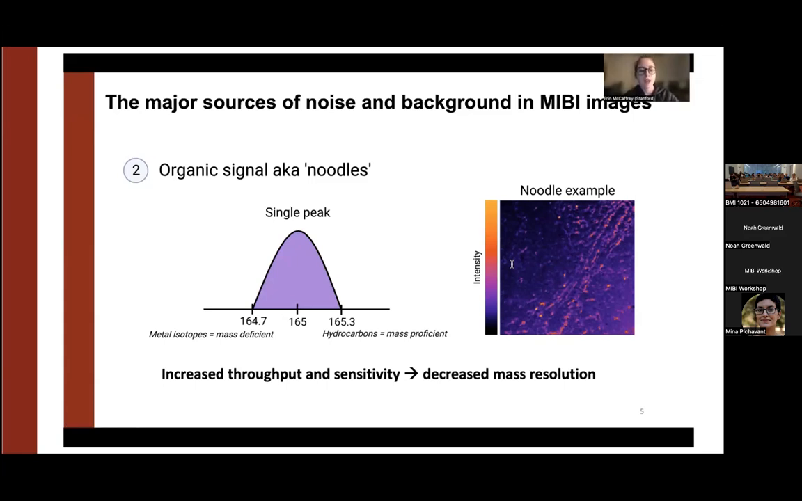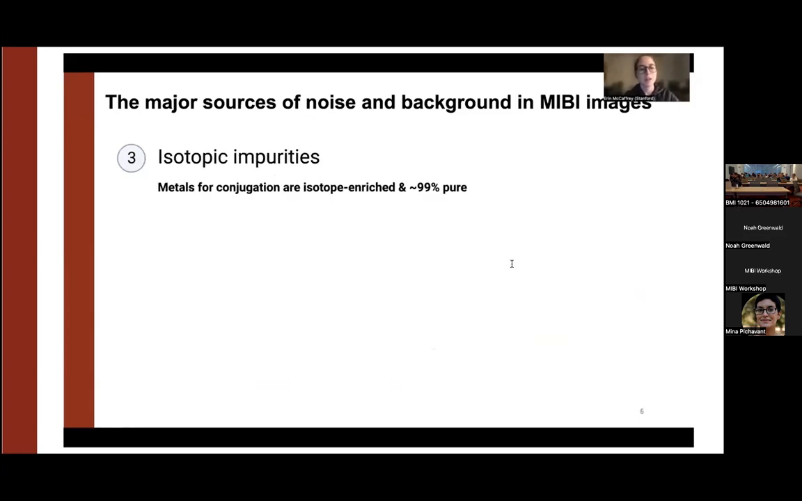And so bare slide and organic background are going to be the two primary and predominant sources of background you'll see in your imaging data. However, there are two other more minor contributions that must be accounted for when compensating our data. The first is signal that comes from isotopic impurities. When we conjugate our antibodies to metal, we use metal stocks that are isotope enriched for specific masses. However, these stocks in practice are only about 99% pure.